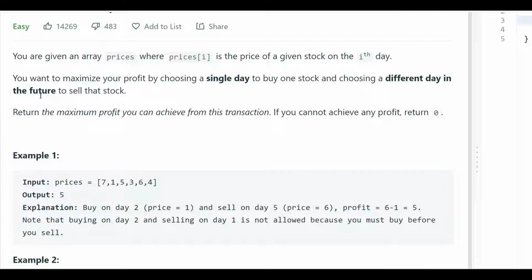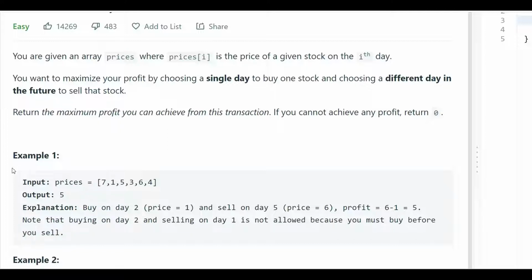And return the maximum profit you can achieve from this transaction. If you cannot achieve any profit, return 0. So we have to return the maximum profit we could make from the given list of prices, buying the stock and then selling it in the future. And if we can't make any profit, we have to return 0 instead of negative values. If we can't make any profit, we don't have to do a transaction at a loss, so in that case we return 0.